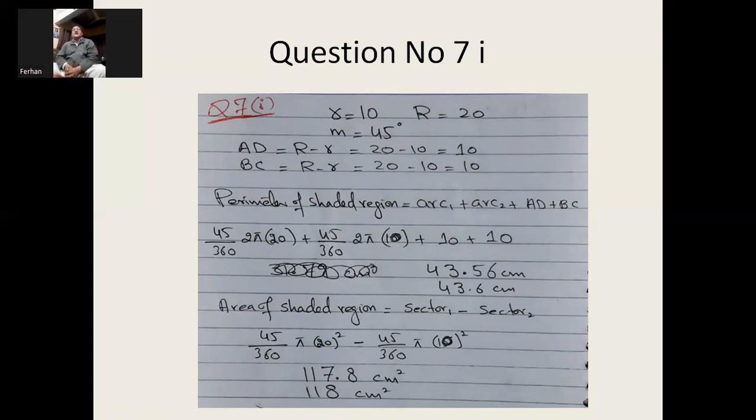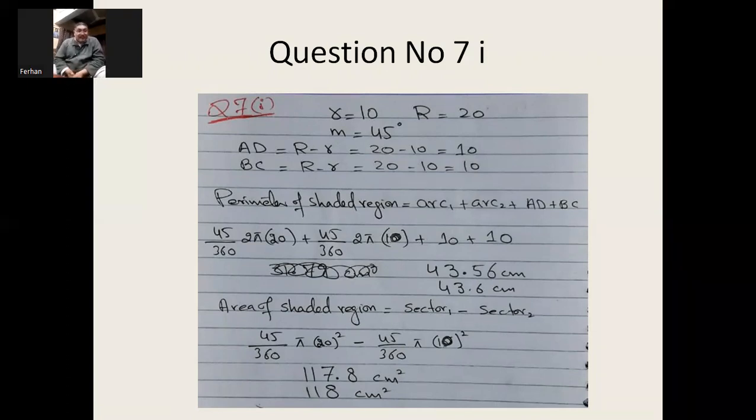So hopefully you understand how we found the perimeter of this shaded region. Then we have to find the area of the shaded region. The strategy is very simple. You will find the area of the big sector. From that, you subtract the area of the smaller sector. So the area of the shaded region will be equal to sector 1 minus sector 2.